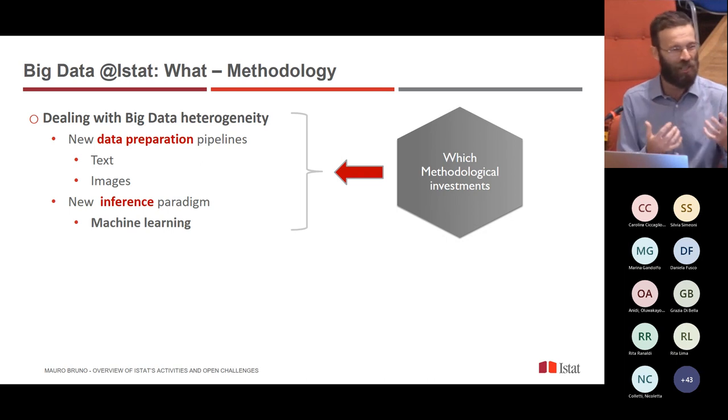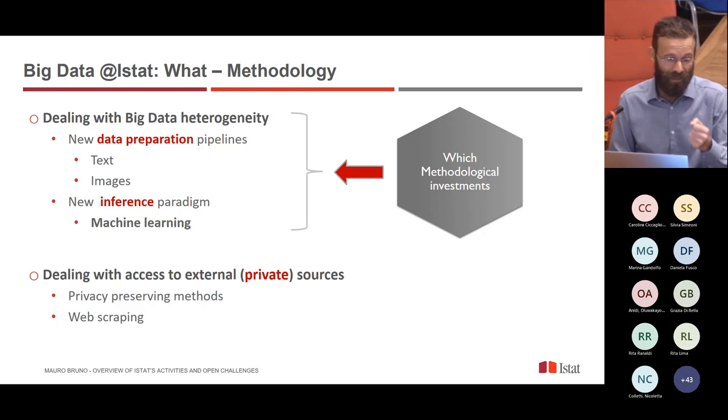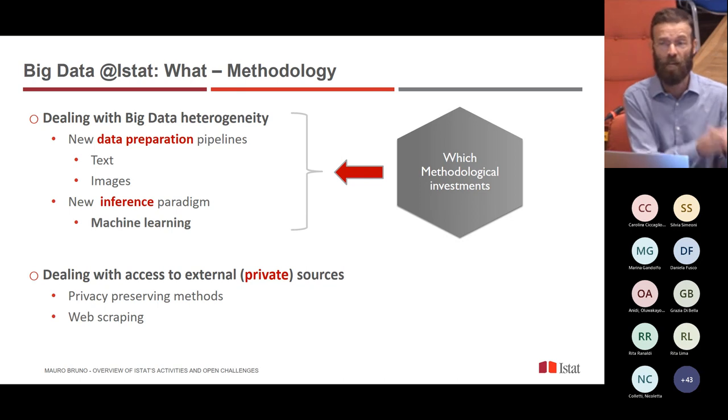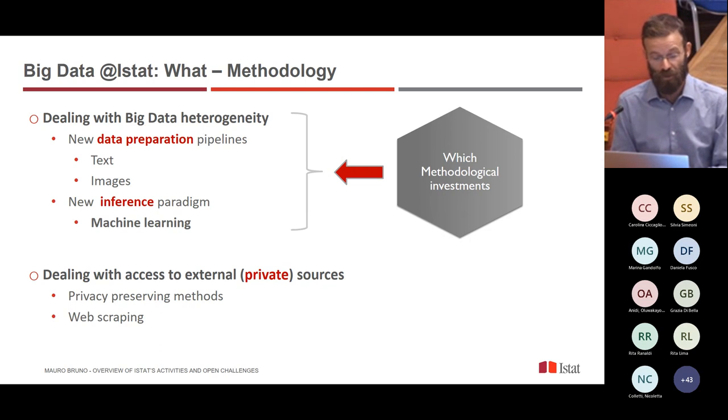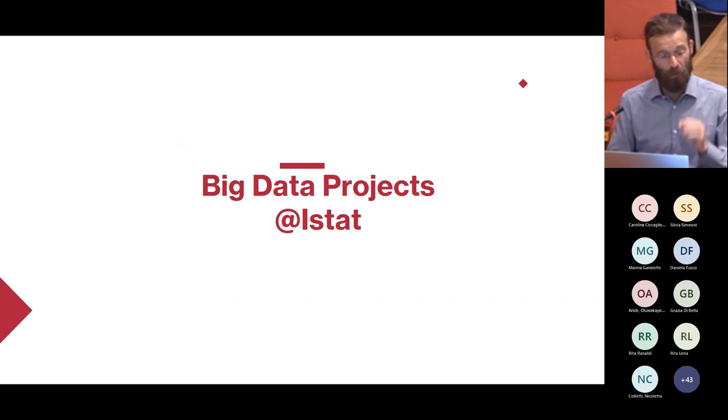I just wrote machine learning. It's just a fuzzy word, just to give you an idea that something new is happening out there. And we have to be aware of these changes. But this means that we have to invest there, okay? And then there is also the access to external sources, private data. And we need to invest in privacy-preserving methods. We now have a small team responsible for this in the methodology directorate, and we are investing in this direction.